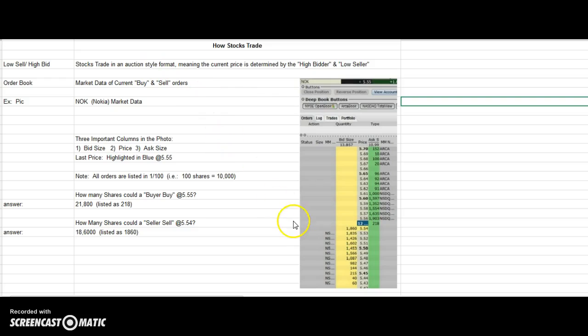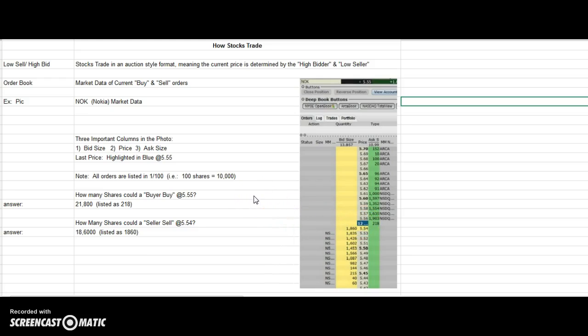So in the photo below here you can see Nokia has market data that is filled with orders and sells. The bid size is buyers and the ask size is sellers. At 554 you have a bid of 1860, and at 555 you have a sell of 218 shares. The three important columns in this photo are the bid size, the price, and the ask size. You can see the last highlighted in blue, that's 555, that's current price.